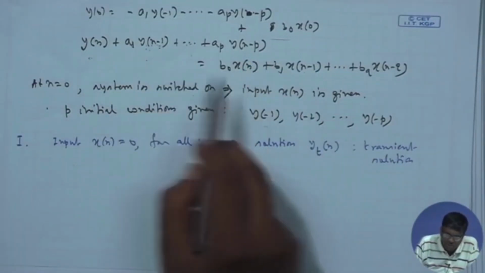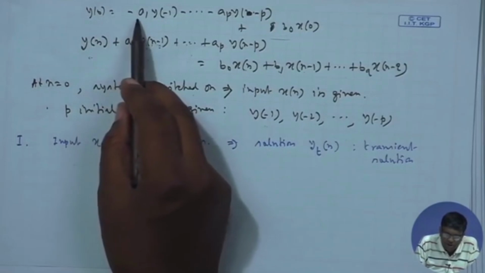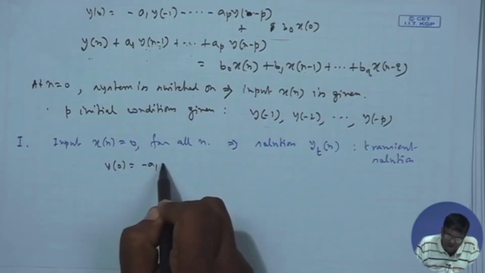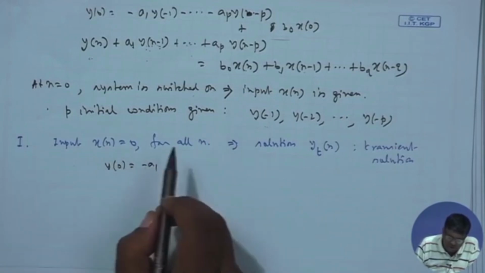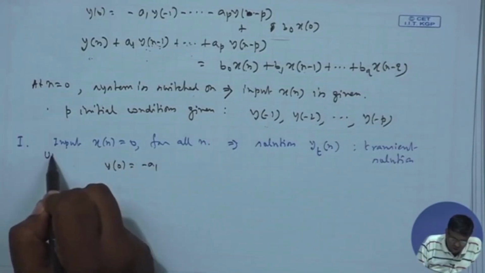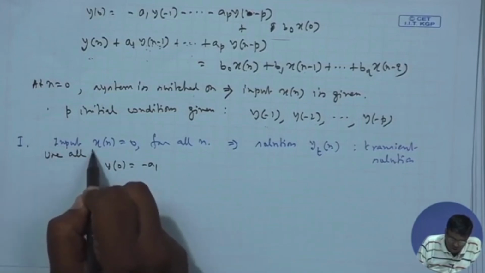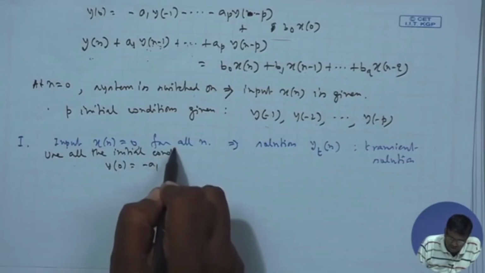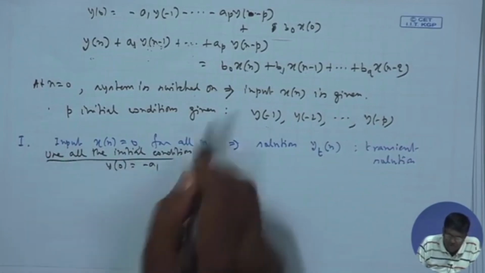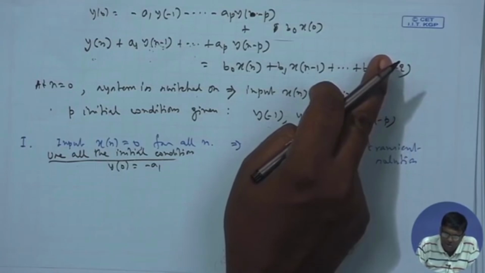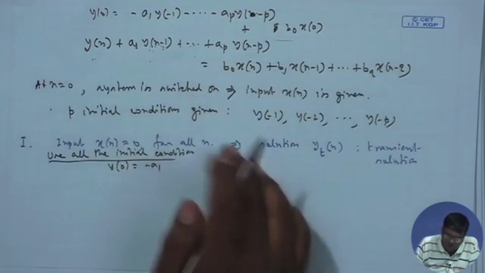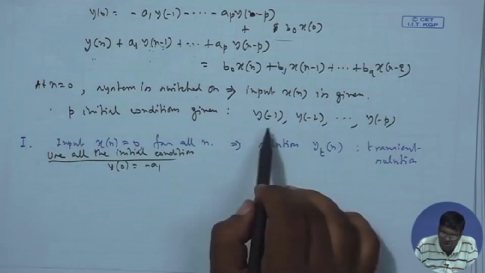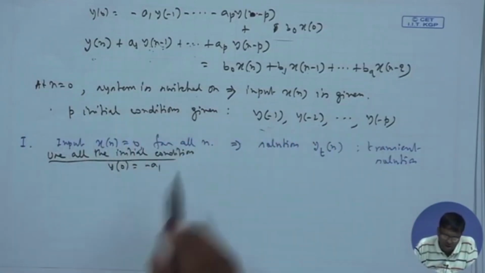In this equation, how do you proceed? Very important: use all the initial conditions. Input is 0, so the right hand side is 0, and on the left hand side, to find out y 0, y 1, y 2, you use all the given initial conditions.